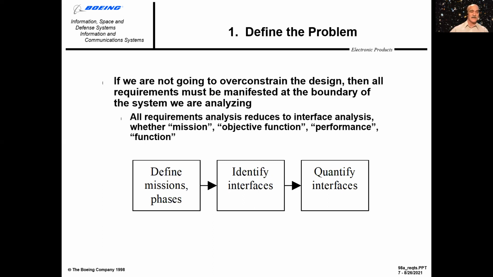So if we define the various missions and the life cycle phases or operational phases, understand all the inputs and the outputs, clearly identify those interfaces, and then quantify them, because that's what we're interested in. Given a set of inputs or a test vector, what are the measurable outputs and what are the required values that they have to have? Now, it should be evident that interfaces depend on the context.